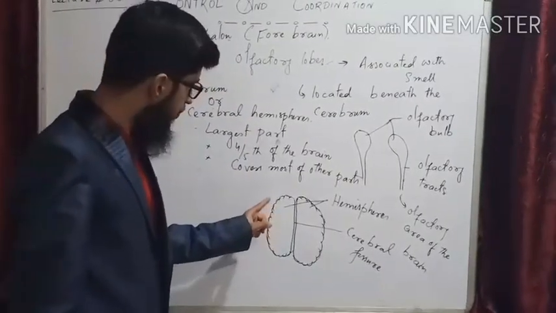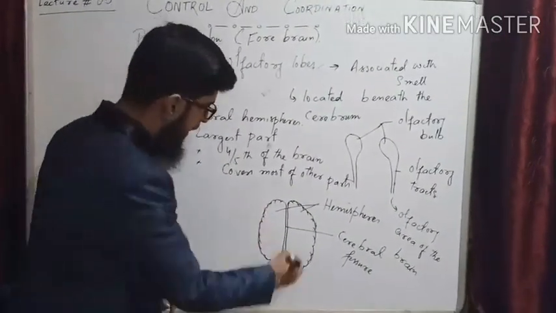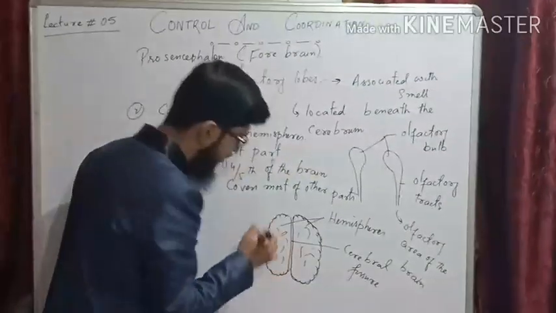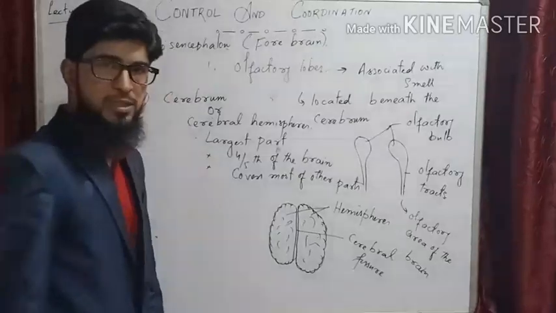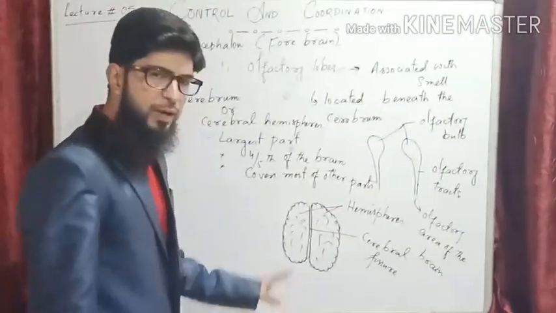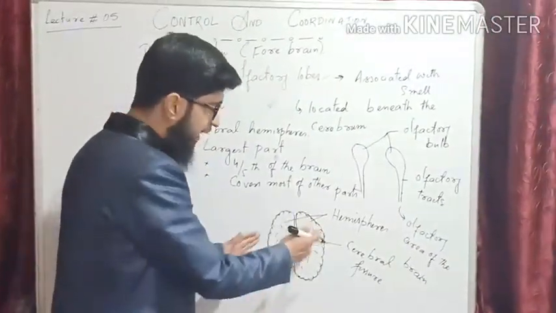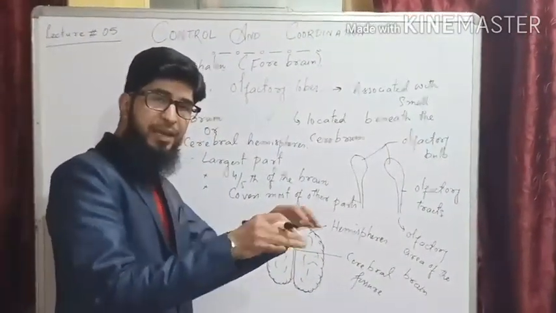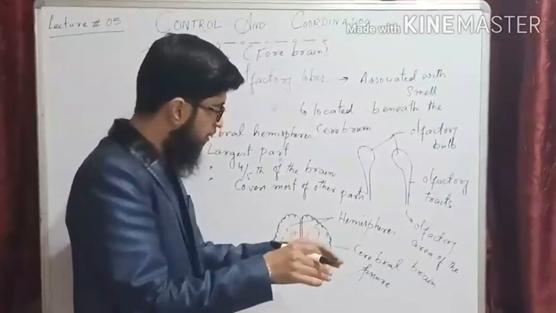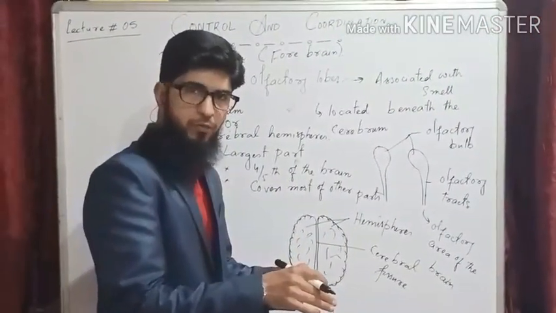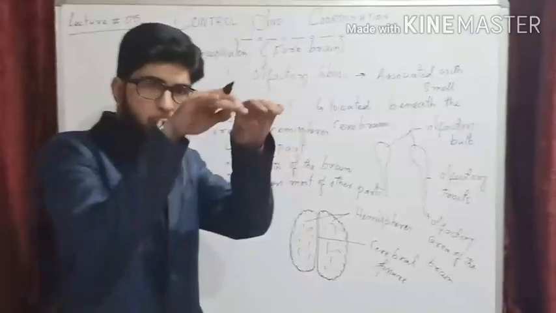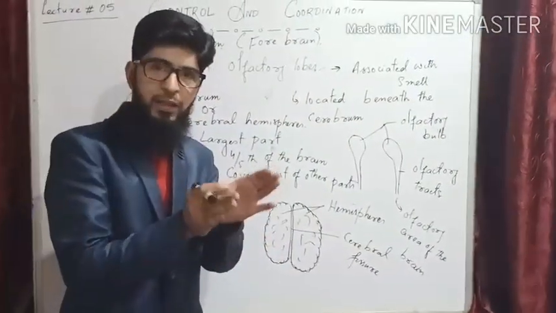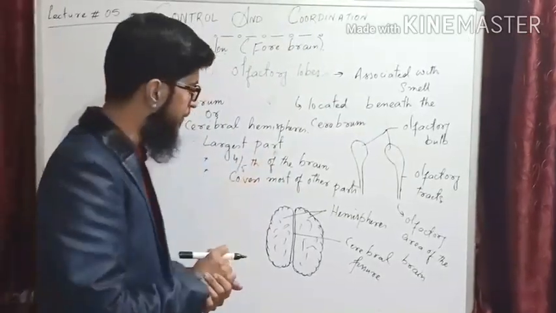The surface of the cerebrum is not smooth. It has depressions and bulges, and we will talk about that. The right hemisphere and left hemisphere are completely separated from one another by the cerebral fissure. But on the lower side, when we go deep into the brain, we find that these two hemispheres are connected to one another.